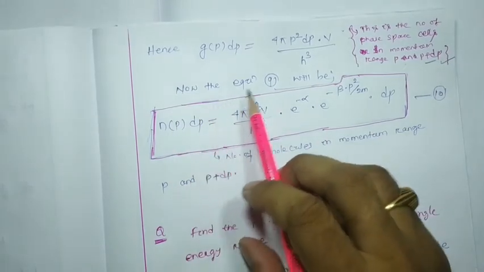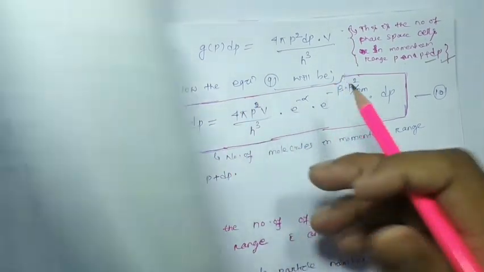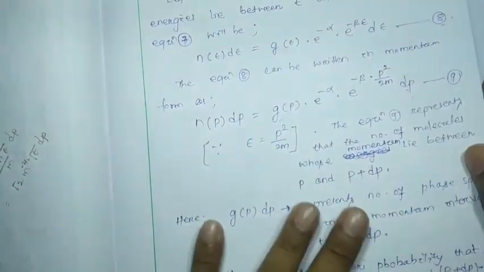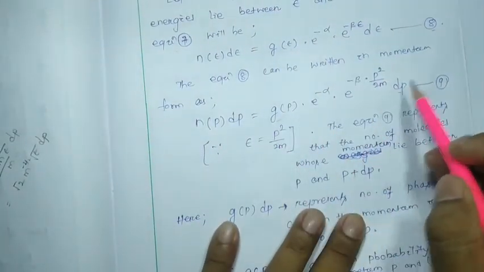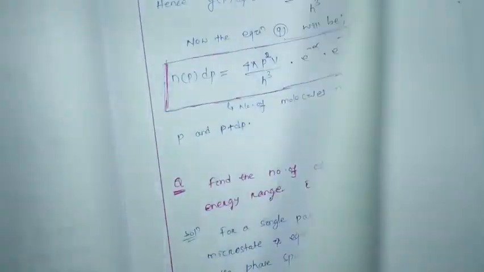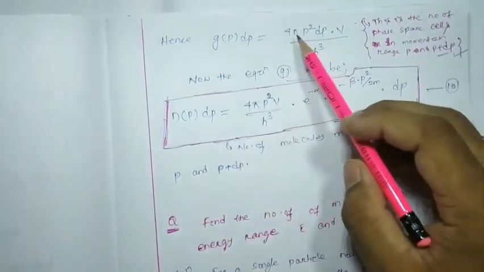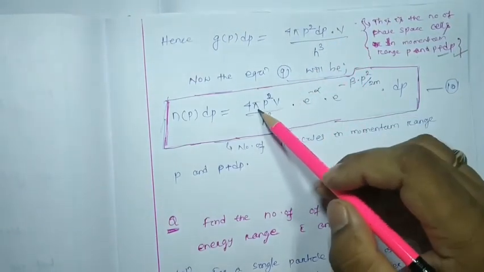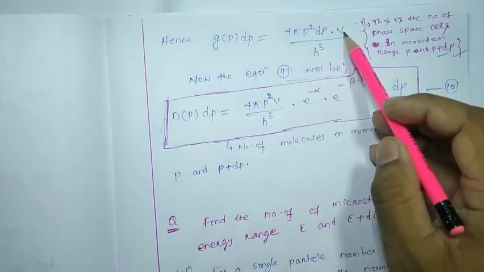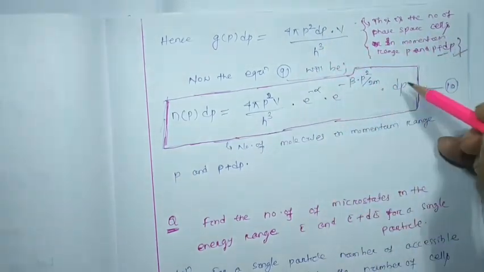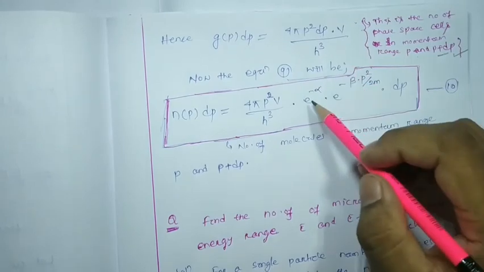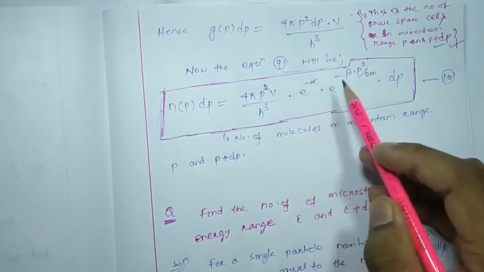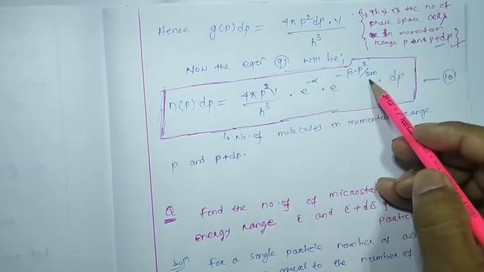Now equation number 9 means this one. Here we have to substitute whatever we found instead of g(p)dp. So N(p)dp will be equal to 4 pi p square V by h^3, with this dp written here. Then the other two terms are e to the power minus alpha into e to the minus beta p square by 2m, dp.